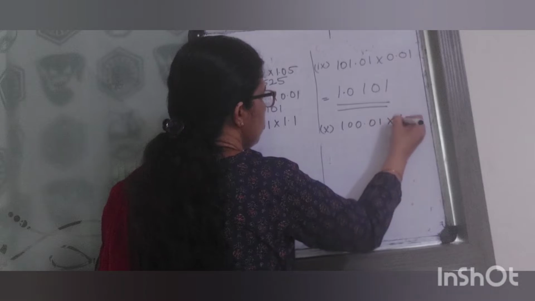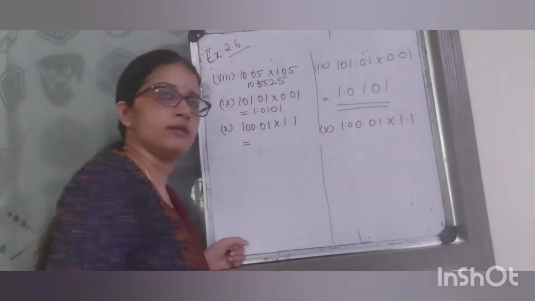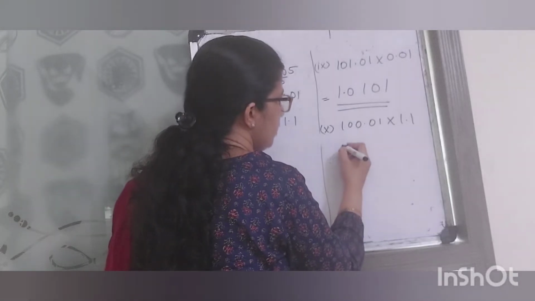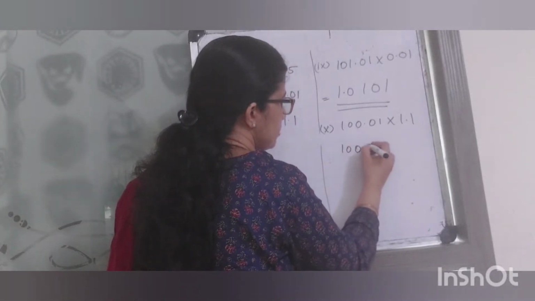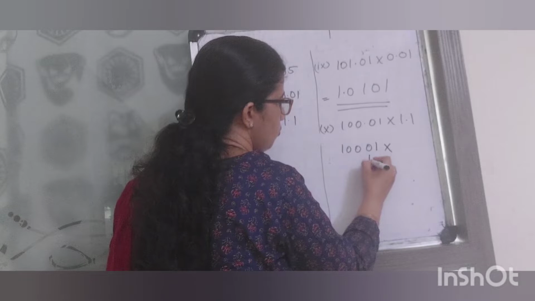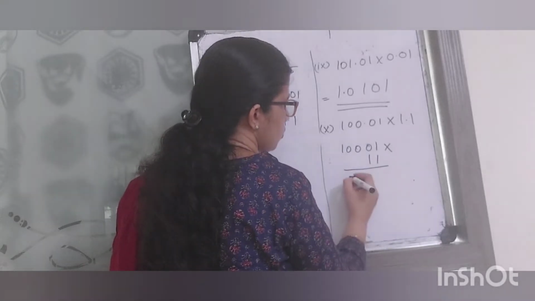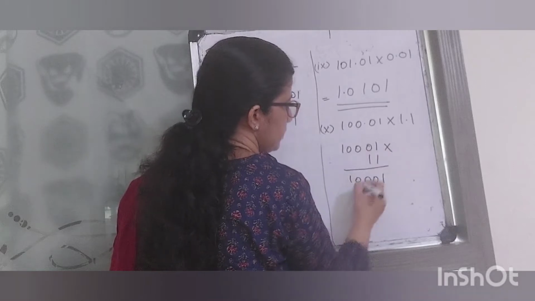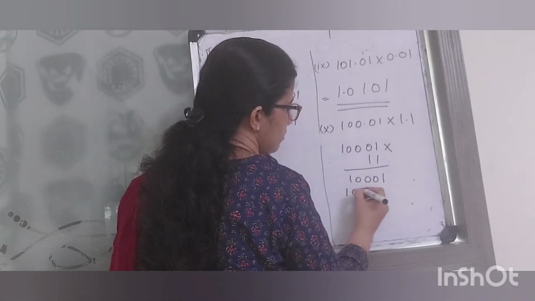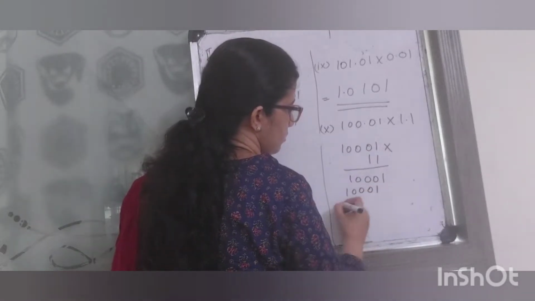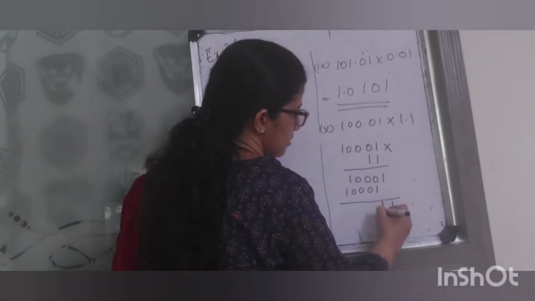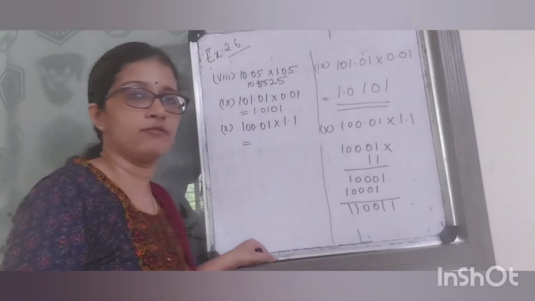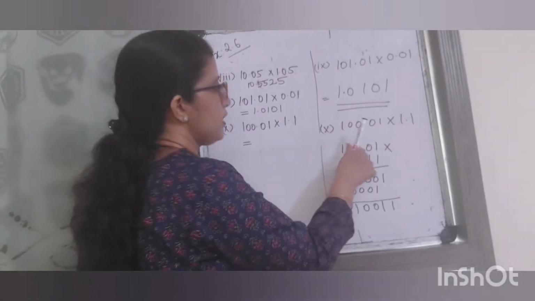100.01 into 1.1. Here also let's ignore the decimal point. 101 into 11. So 1, if we multiply this again, 1. So the answer is 110011. Now what about the decimal point?